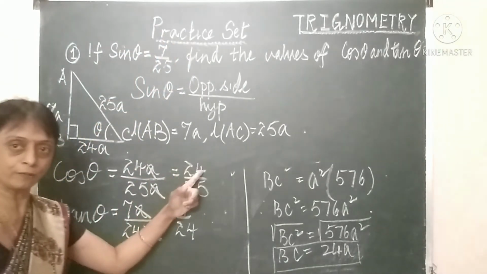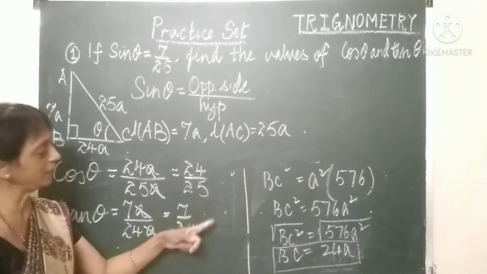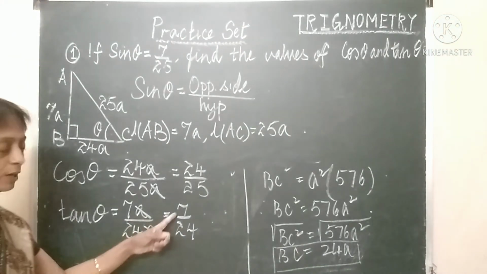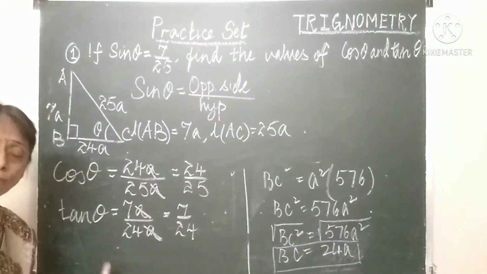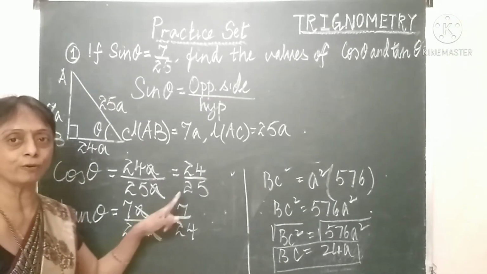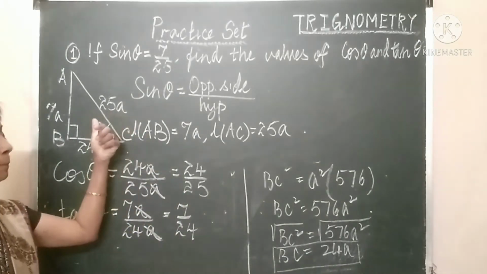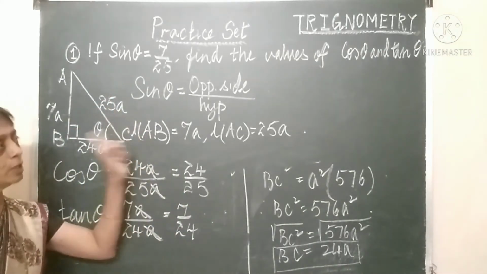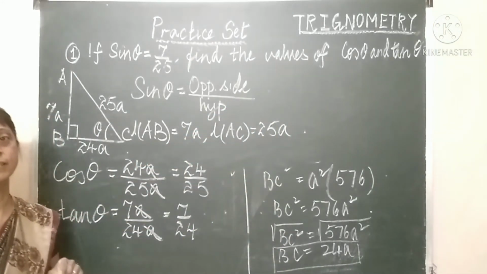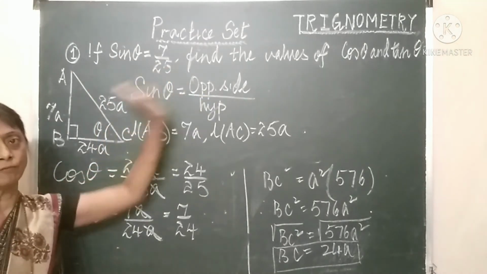If cos theta is 24 upon 25, its multiplicative inverse is sec theta. What will sec theta be? 25 upon 24. If tan theta is equal to 7 upon 24, what is the value of its inverse? Inverse is cot theta. What would cot theta be? 24 upon 7. So children, this was the second method where we applied Pythagoras theorem to get the value of the unknown trigonometric functions when they give you the value of any one trigonometric function.